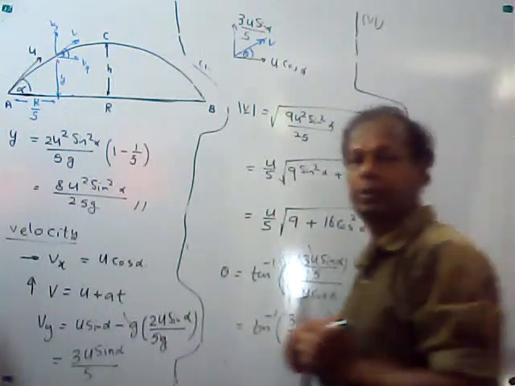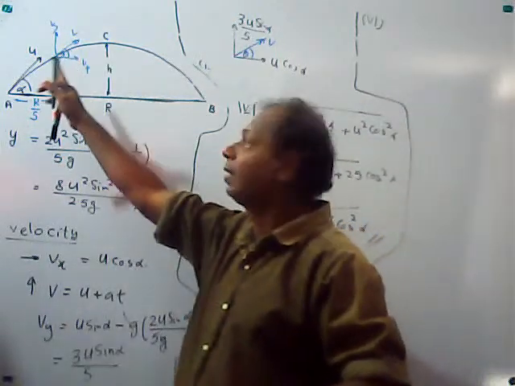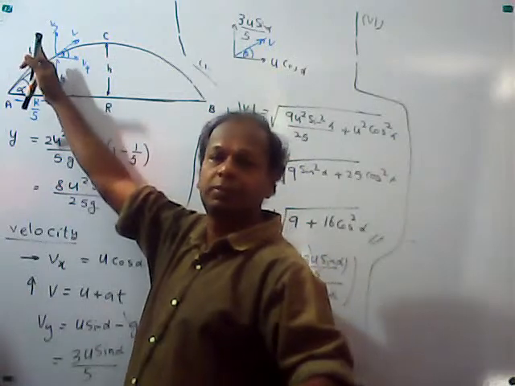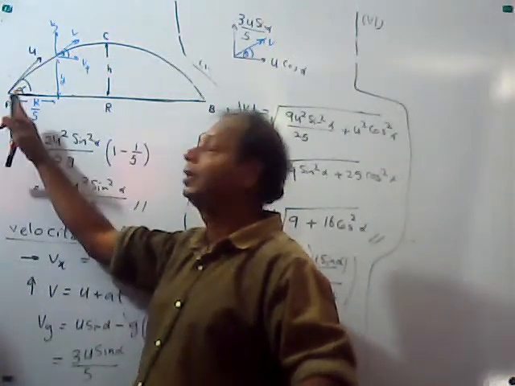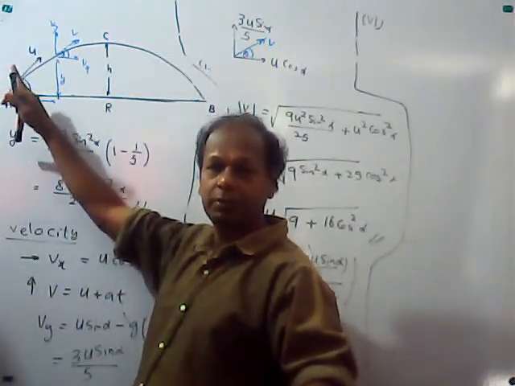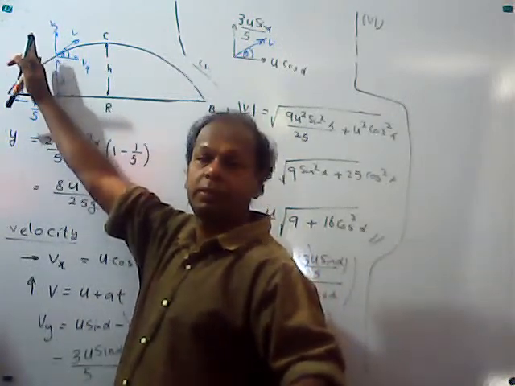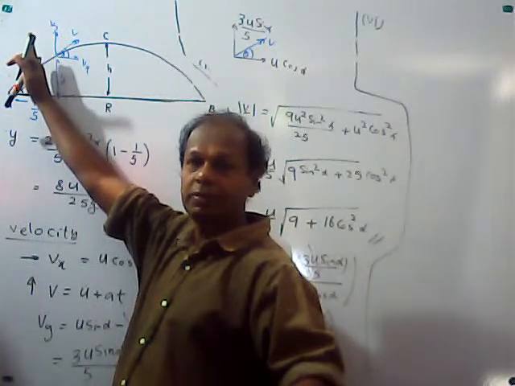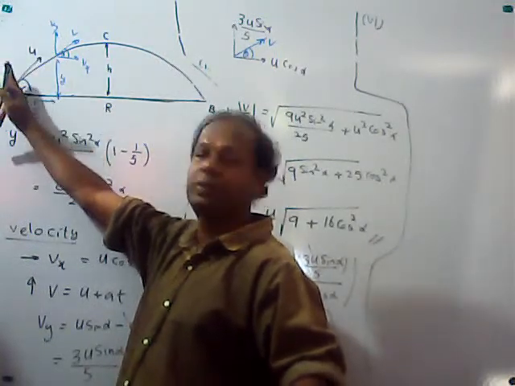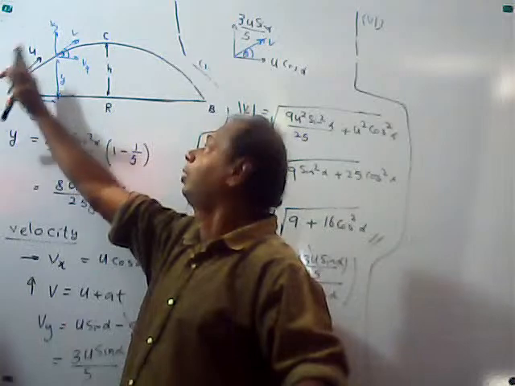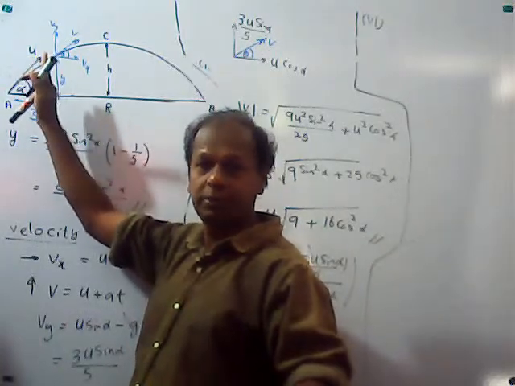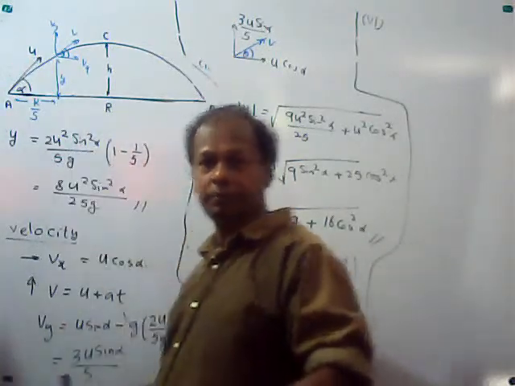There you are given the vertical component of velocity. At some instance, the vertical component of velocity is half the initial vertical component. So that's the question, right? That's the data. When the vertical component of velocity is half the initial vertical component, then you have to find the position of the particle.